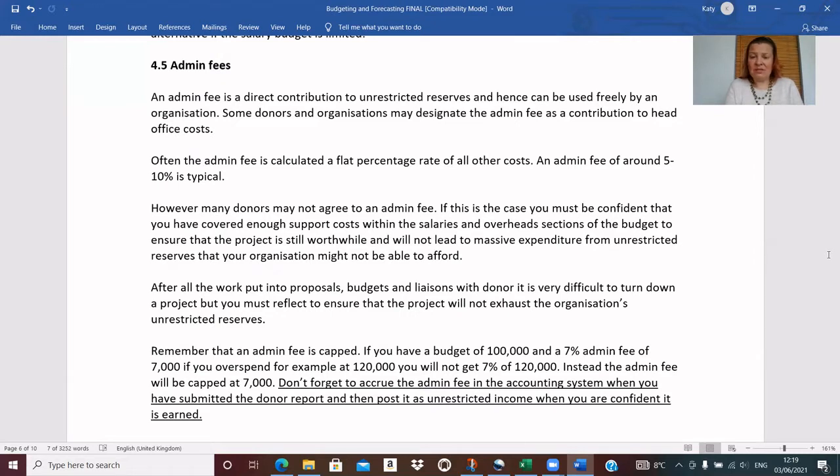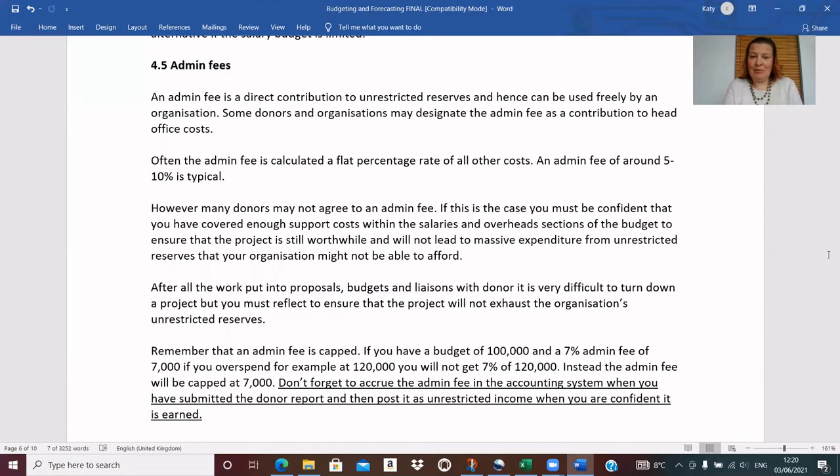Some donors, of course, may not agree to an admin fee. It may just not be the way that they administer their funds. In this case, you need to be confident that you've covered enough support costs within other sections of the budget, like salaries and overheads, to make sure that your project is still affordable and worthwhile to you, and that all the support and infrastructure costs that will need to be funded from unrestricted reserves can be.